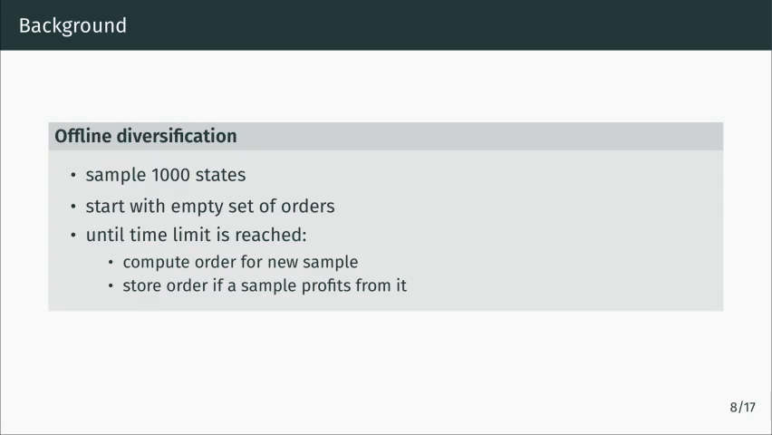And the best method discovered so far for obtaining multiple orders is diversifying the set of orders offline before the search. So this works by sampling 1000 states, and then we start with an empty set of orders, and until a fixed time limit is reached, which is 1000 in the example I gave earlier, we compute an order for a new sample and store this order if the sample profits from it. So that means if the order obtains a higher saturated cost partitioning estimate for this state, for this sample, than all other orders before it.